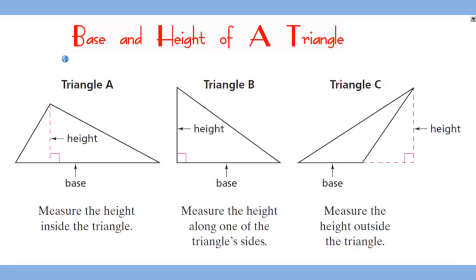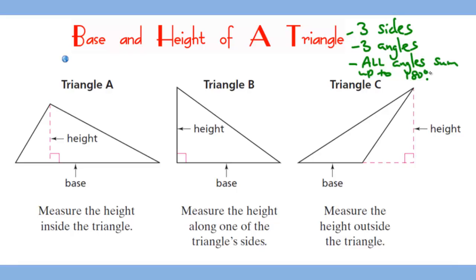Hi everyone, this lesson will go over 4 major concepts: base, height, area, and perimeter of a triangle. So a few facts that you need to know about a triangle is that it has 3 sides, 3 angles, and all the angles sum up to 180 degrees.